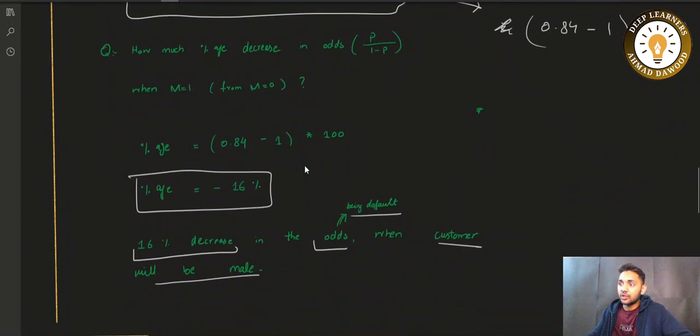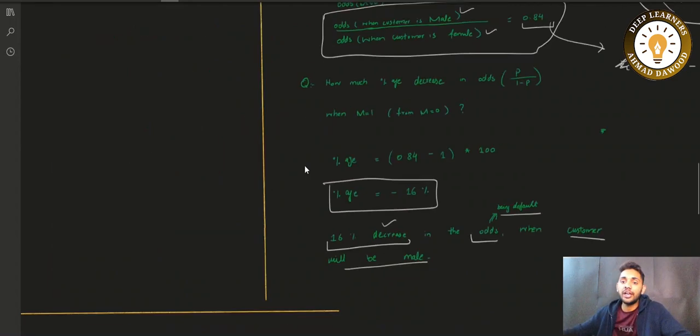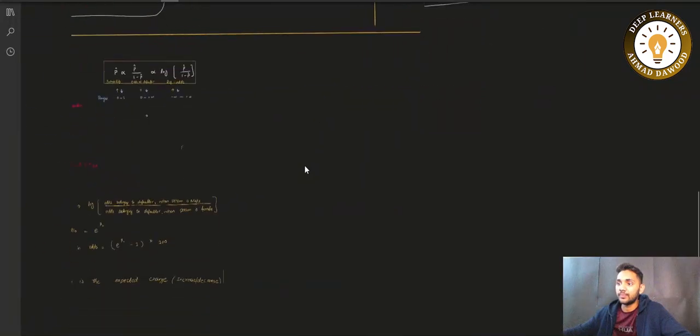And you can also say when your customer is male, there is a 16% decrease in the odds of being default. Okay, in this way you can interpret your coefficients.